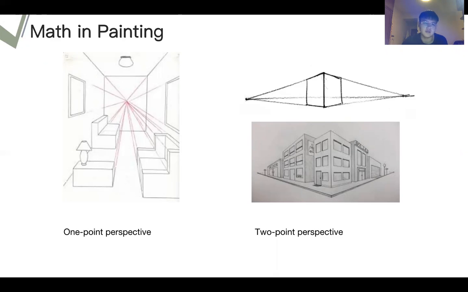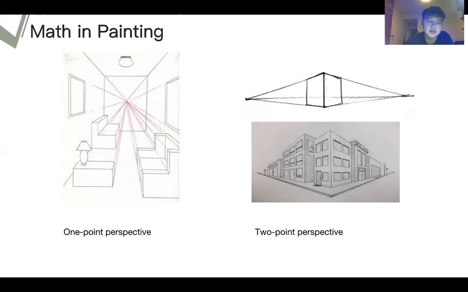So let's look at those two kinds of perspective. The one on the left is called one-point perspective. We can see that there are a lot of red lines on the drawing, and they all intersect at one point. This point is called the vanishing point, and because there is only one vanishing point on the painting, we call it one-point perspective.